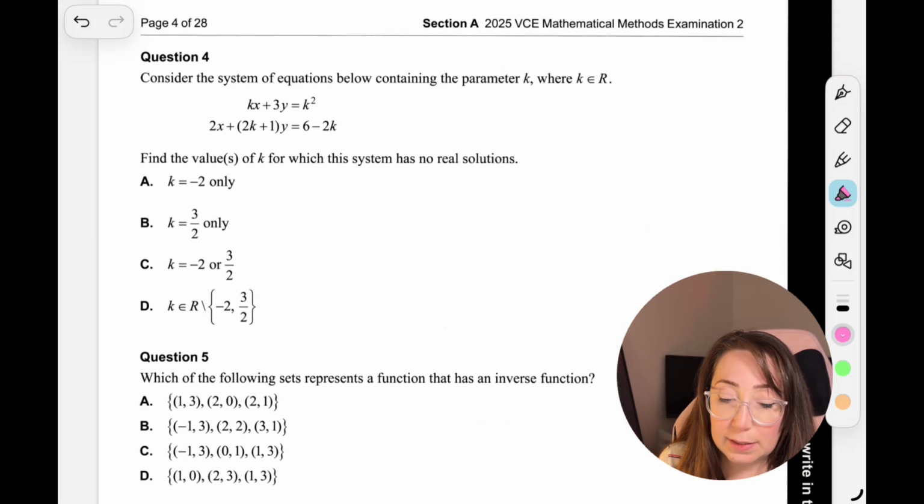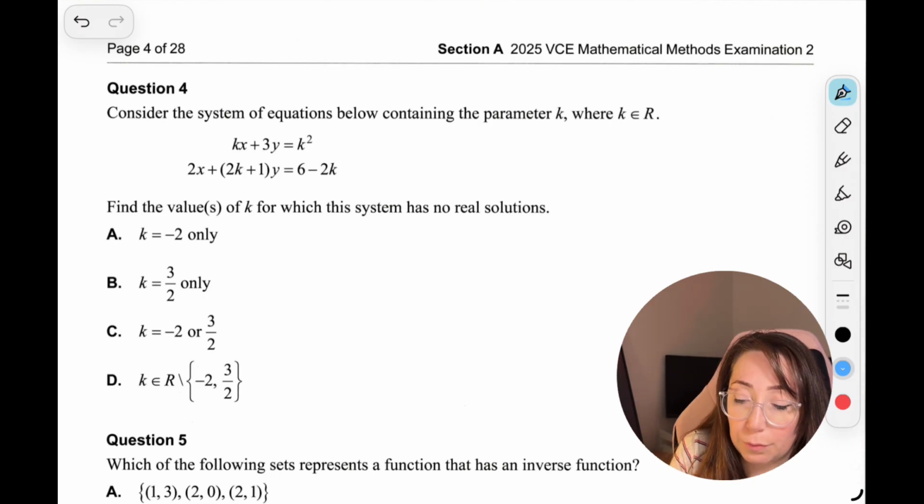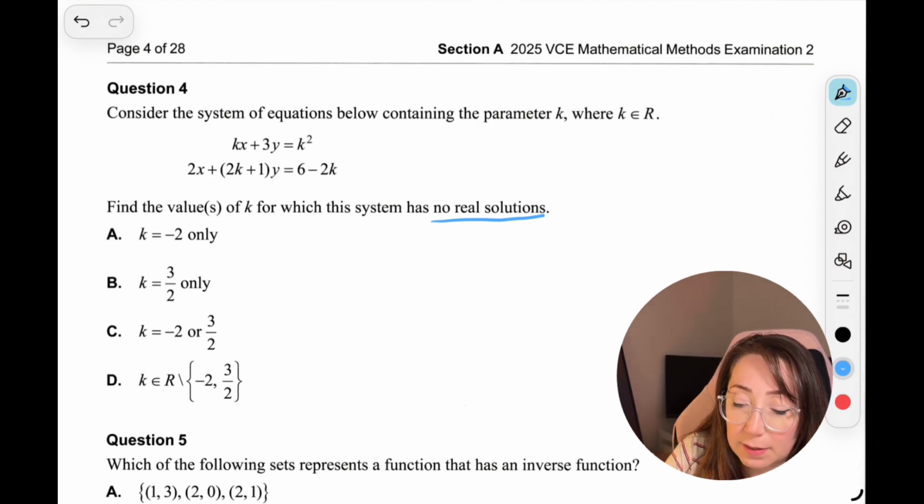Question 4, it says consider the simultaneous equations, find the value of k for which there are no real solutions. So this is just a stock standard question. You need to get it into the y equals mx plus c form. For no real solutions, you want the m to be the same, so the same gradient, but you do not want the y-intercept to be the same.